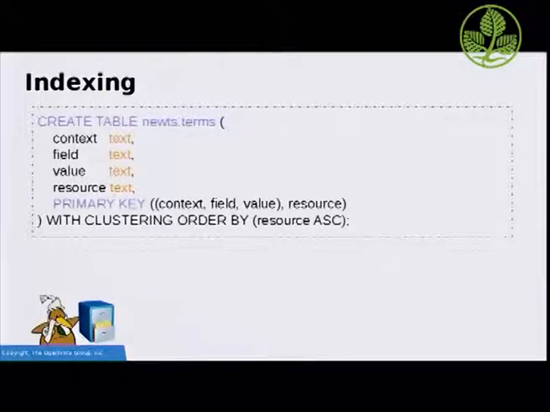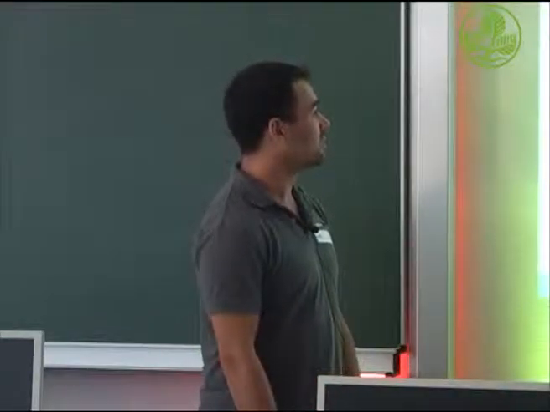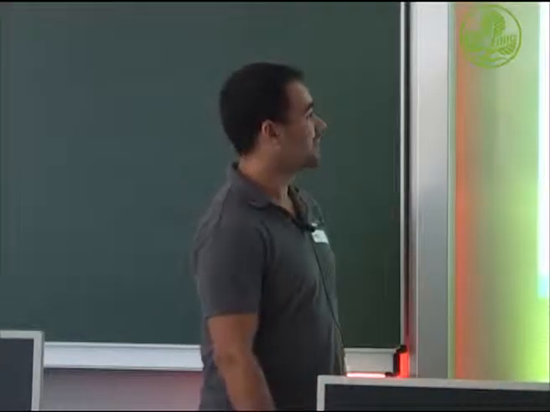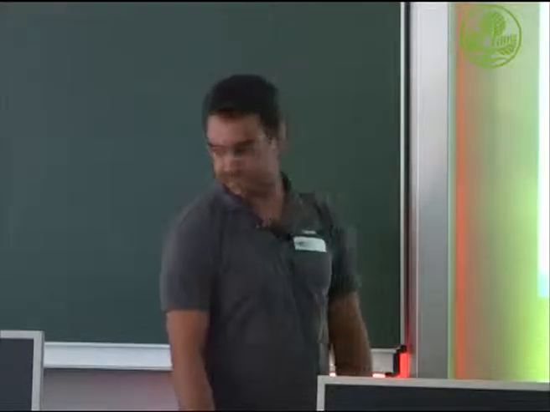Again, we'll go over the primary key. We have the context, field, value, resource, right? What that allows us to do is say, in this context, I know the field, I know the value, give me the list of resources that are associated with that. We'll touch on that more in detail later, but just to give you an idea of what the table layout looks like here.